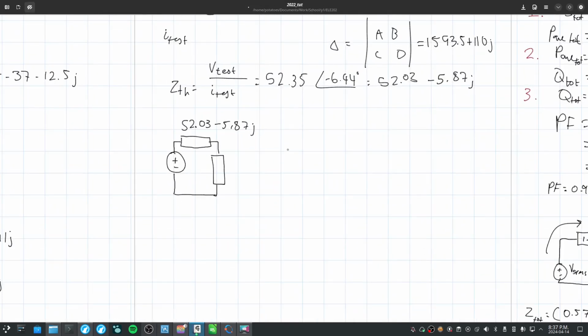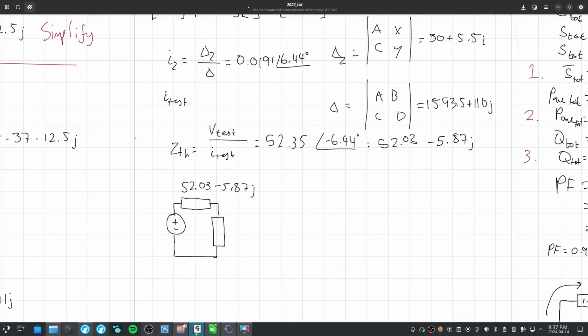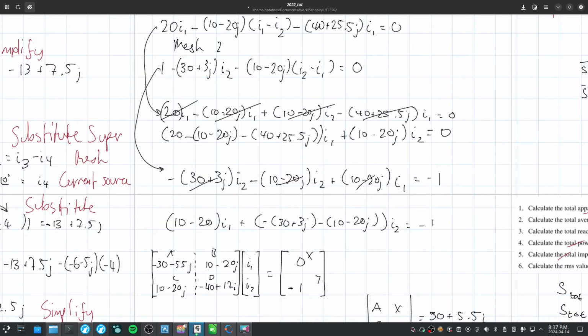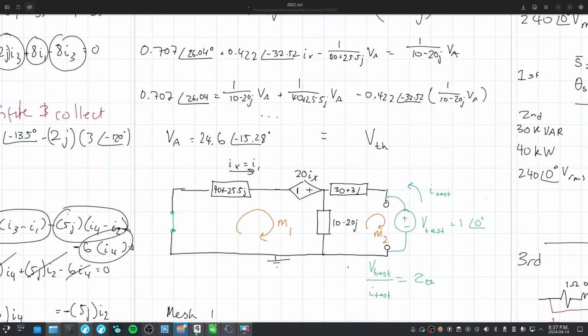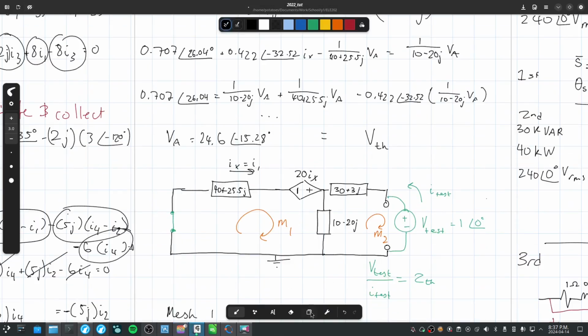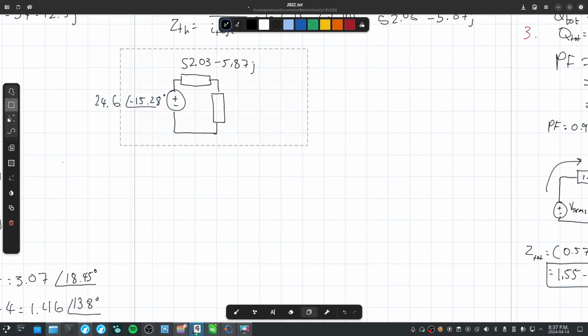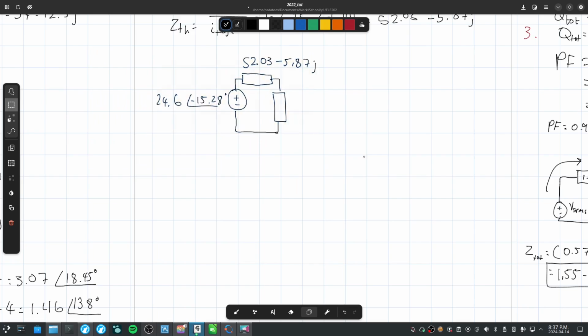Anyway, so this is our, what was the value for I test? It was 0.0191 with a phase of 6.44 degrees. So let's copy over the VTH here. So assembling our Thevenin equivalent circuit. This is our Thevenin equivalent circuit with ZL on the right-hand side.